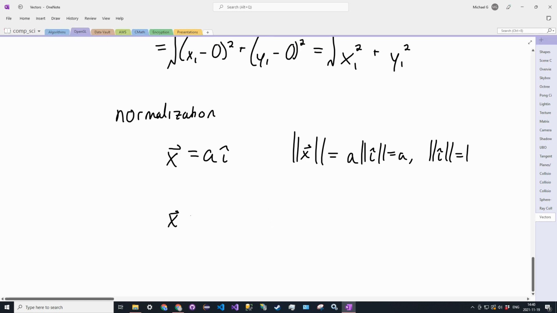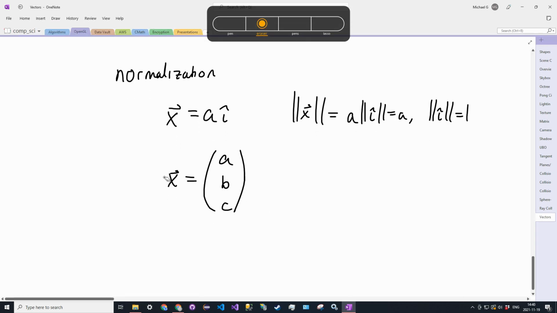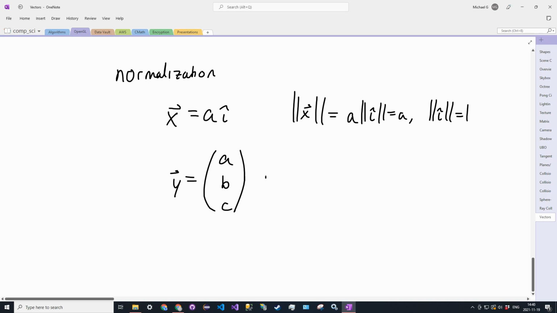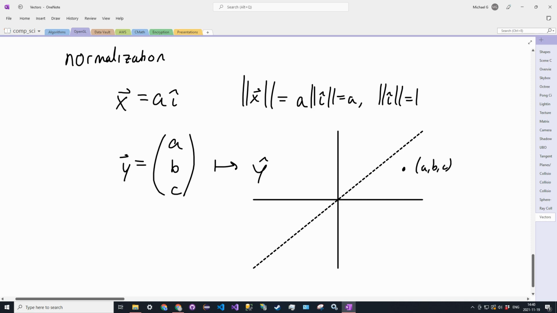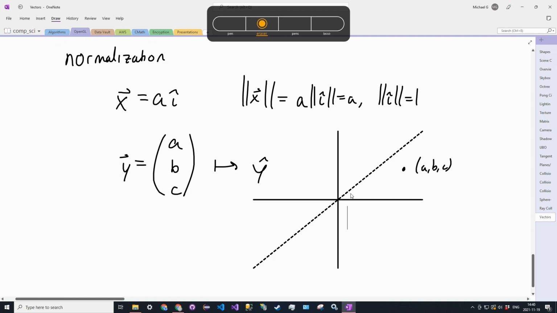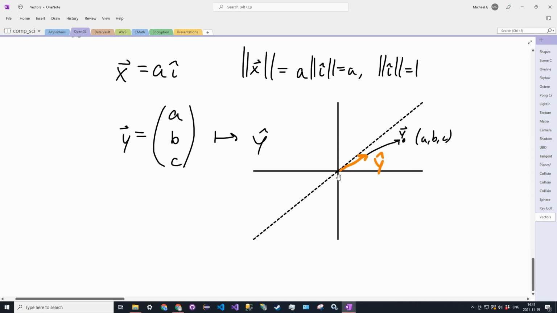So let's say y is equal to a, b, c, and we wanted to find y hat, a unit vector along y. So if we had our volume, and we had our point a, b, c, let me just draw this. So this is the vector y, and we wanted to use this as some direction for some reason. We wanted to get a vector that's parallel to y that has a magnitude of 1, and we'll call it y hat. So that's the unit vector along the vector y.